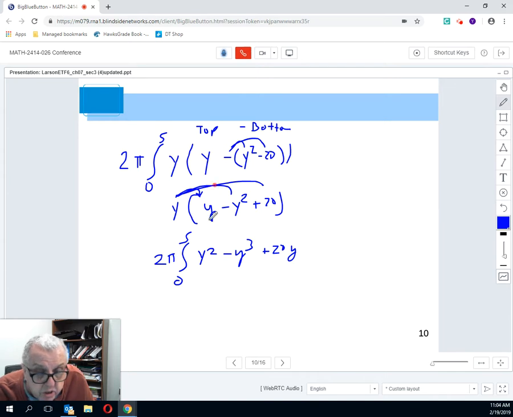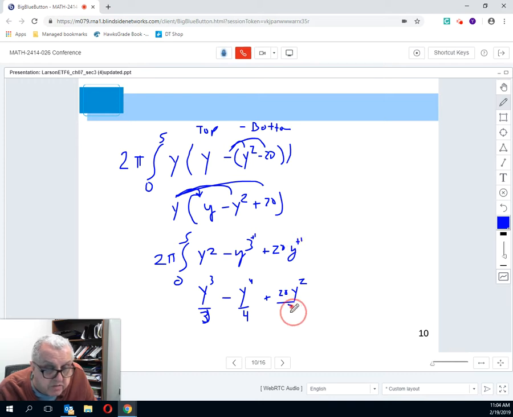So let's integrate. y squared changes to y to the third over 3. y to the third, you add 1 to the power, y to the fourth over 4. And then 20y, add 1 to the power, 2, and divide by 2. So we have 2 pi times that integral, and we're going to go from 0 to 5.